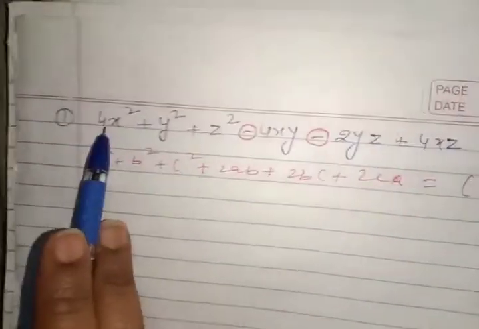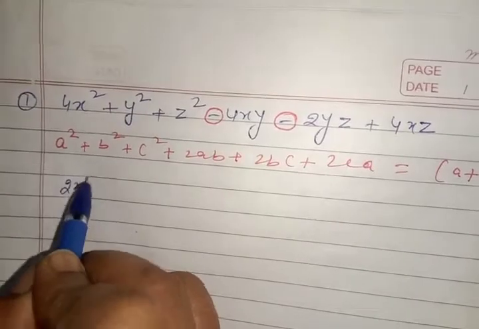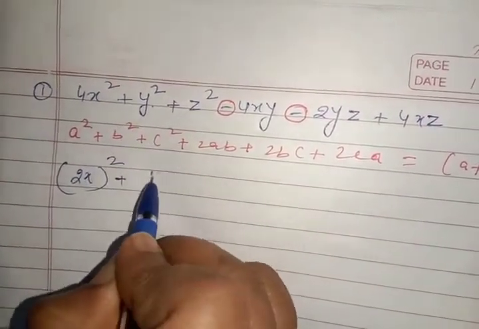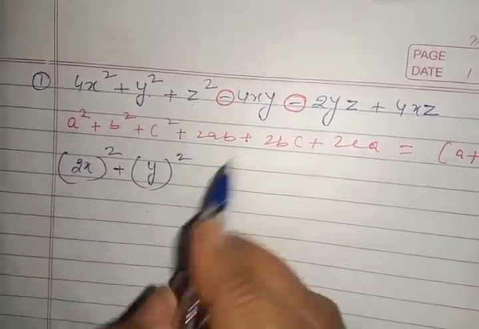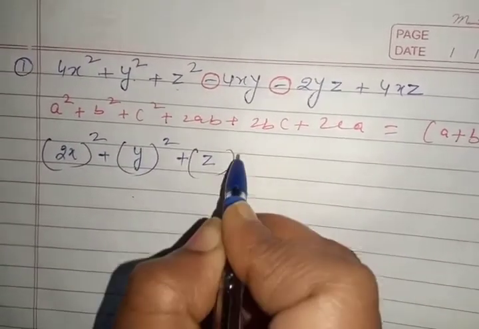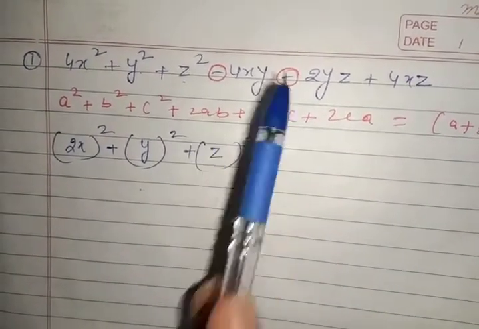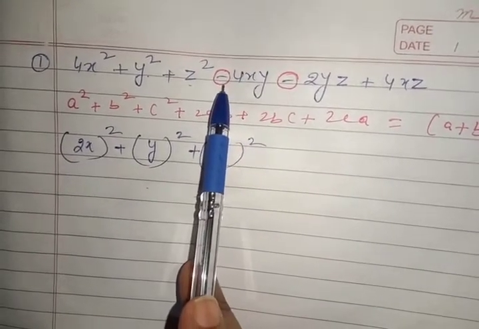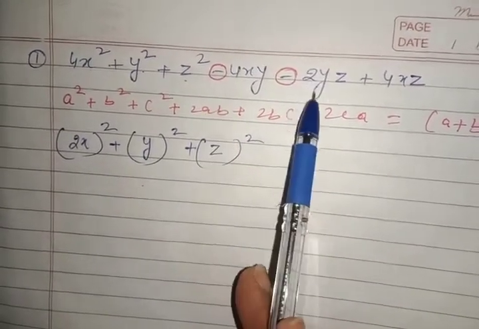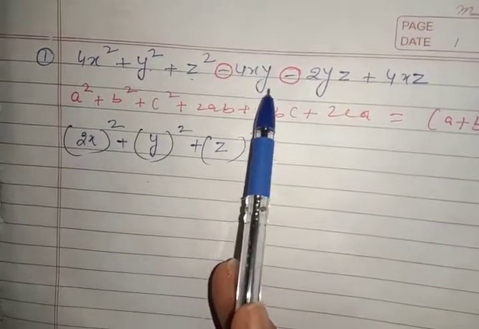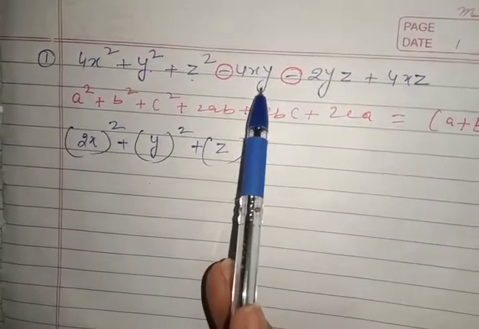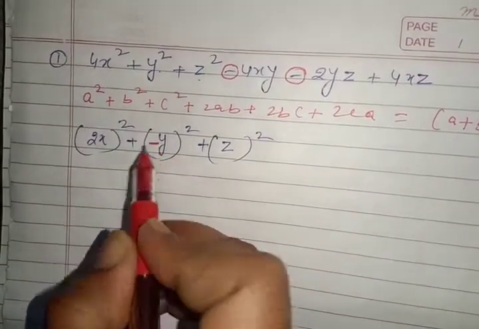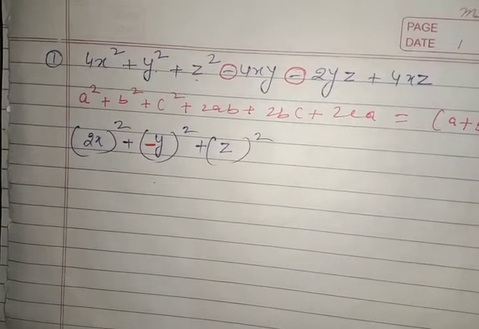Just see this, 4x square can be written as (2x) square, then plus (y) square, then (z) square. For the minus, just see the common English letter attached with both the negative terms. Which letter is common with both the negative terms? Y, you can see easily. It means we will put minus in front of this y. I hope this is very clear to you.